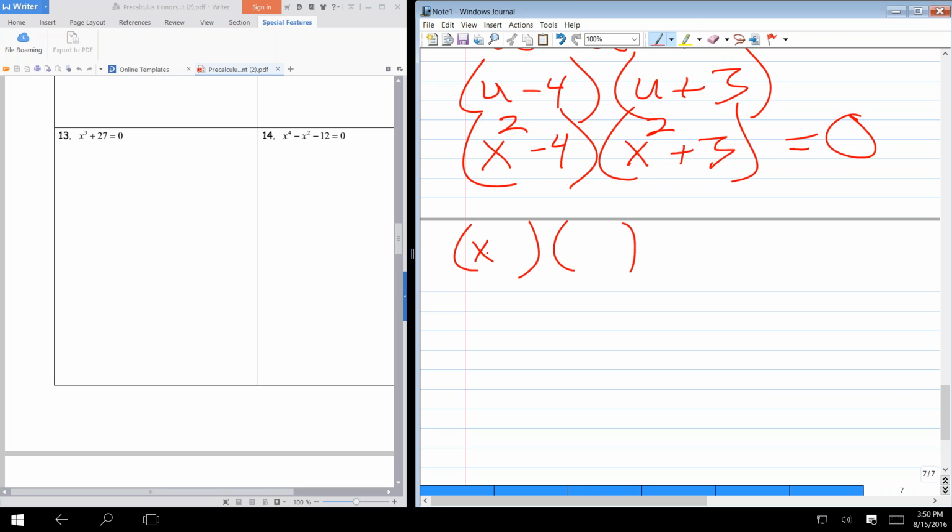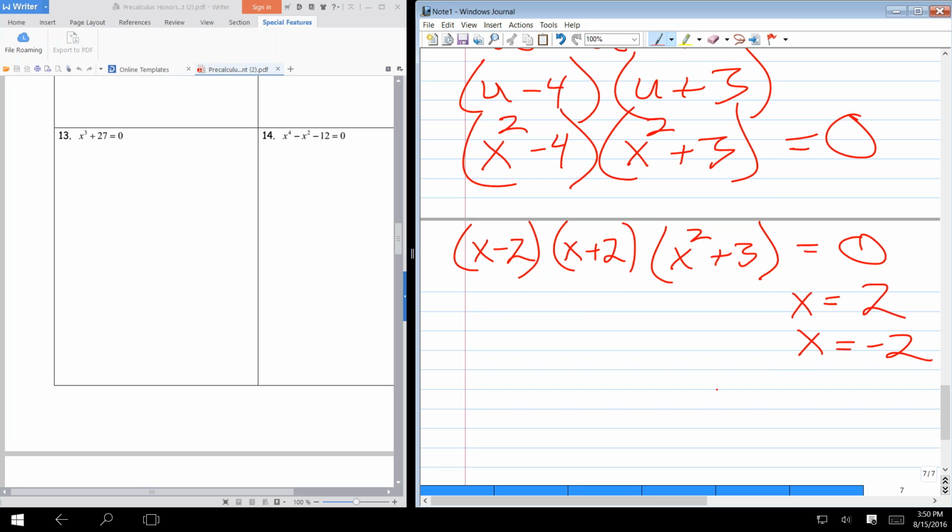X minus 2 plus 2. That's good. What can I do with this x squared plus 3? Can that ever be equal to 0? No. So there's really only two real solutions to this, and that's x equal 2, x equal minus 2.